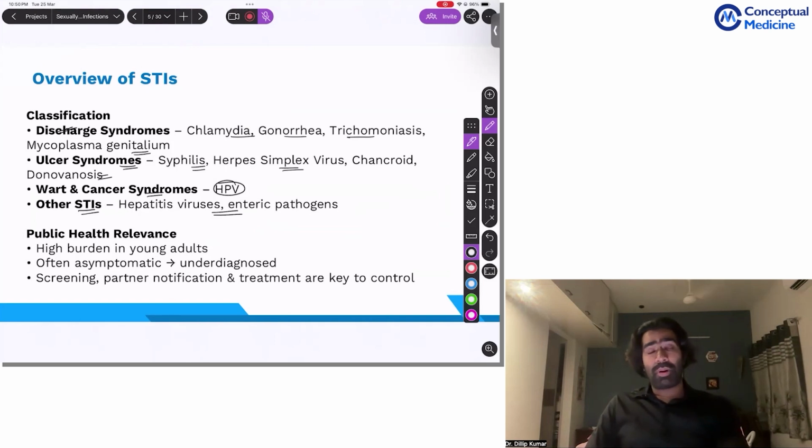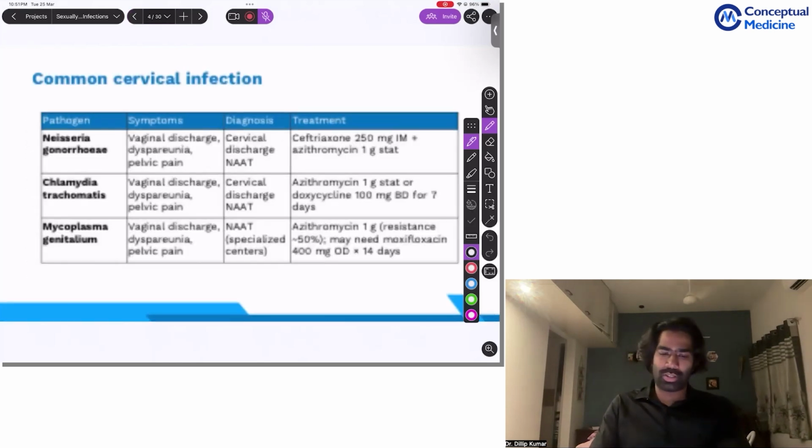And the most important public health relevance here is that it's going to cause a very high health burden, especially when it comes to young adults. And most of them are often asymptomatic. The asymptomatic infection rates range from 50 to 80% approximately. So most of them are underdiagnosed, and this can lead to multiple transmission of infections in the community. And one has to screen and notify the partner as well, and the partner has to be treated as well, which is going to be the most important key for controlling these infections.